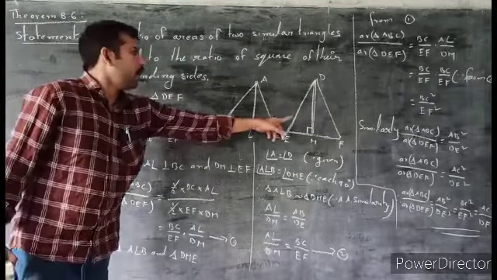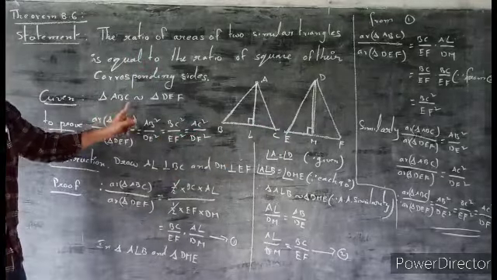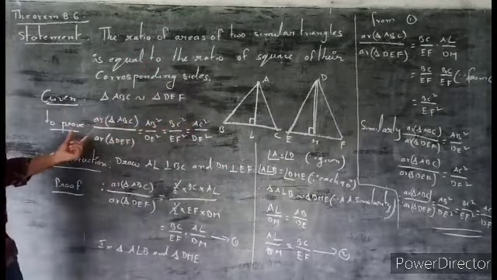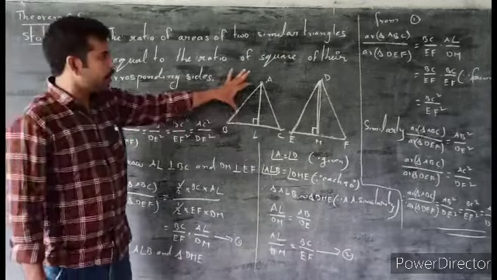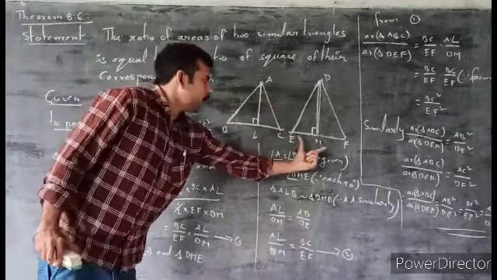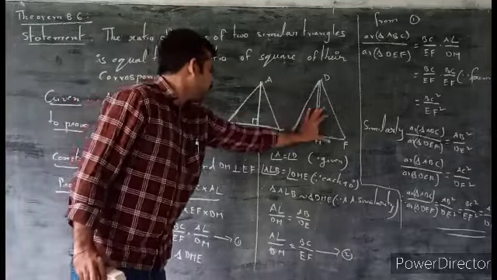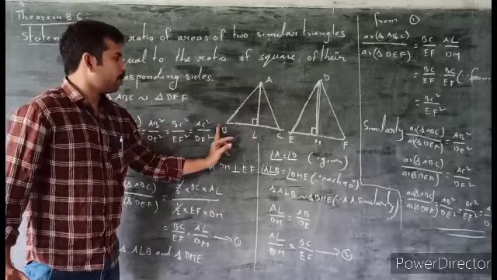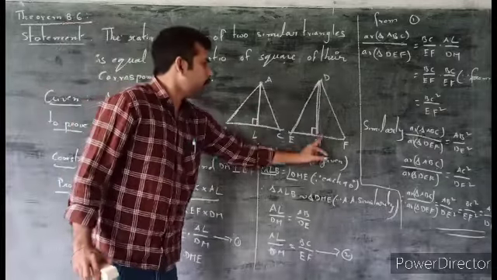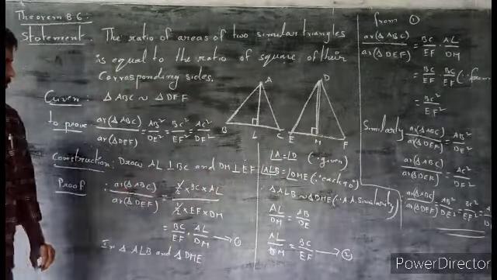So here is the given statement: the two triangles are similar, triangle ABC similar to triangle DEF. Here is the proof: area of triangle ABC by area of triangle DEF equal to AB square by DE square equal to BC square by EF square equal to AC square by DF square. Construction: draw AL perpendicular to BC and DM perpendicular to EF.